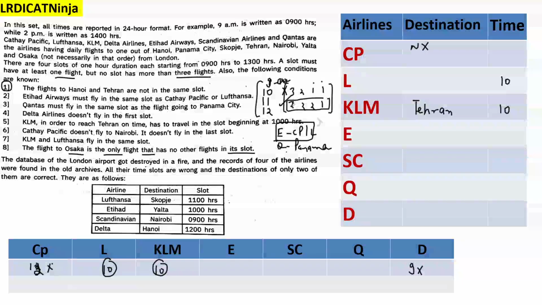So the flight-two slot is already full. The 10 a.m. slot is already full. The flight to Osaka is the only flight that has no other flight in its slot. Okay. So now one more thing is given in this question.